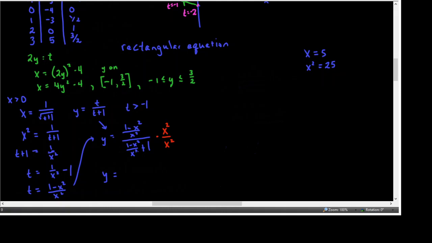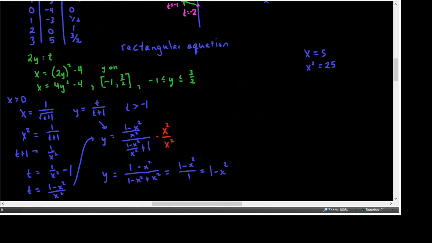So when I do that, I'll get in the numerator 1 minus x squared, because of course that x squared cancels. And in the denominator, I'll get 1 minus x squared plus 1 times x squared, which is x squared. And that simplifies to be 1 minus x squared over 1, which is 1 minus x squared.